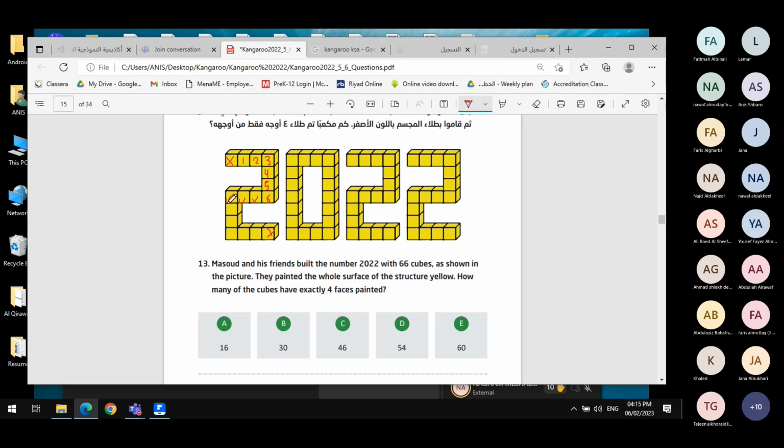1, 2. Okay, this one is also, and the one behind it is also guaranteed. Under it, yes. And this one. 1, 2, 3, 4. This is also right. 1, 2, 3, 4. This is also right.